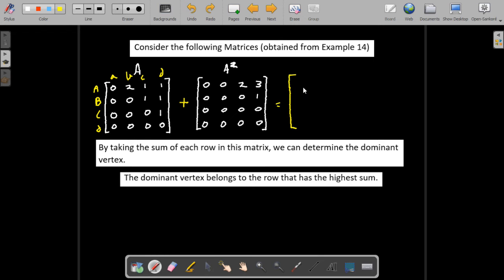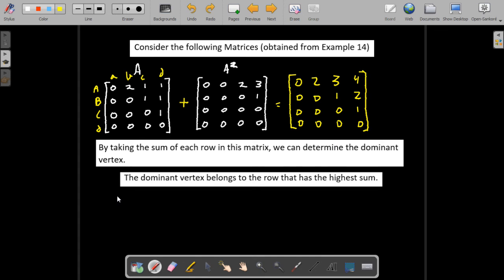Just matrix addition, so we'll get 0, 2, 1 plus 2, which is 3, 3 and 1, so 4. We'll have zeros there, a 1 and a 2, 1, 1, 2, so 0, 0, 0 and 1, and then zeros along the bottom. So that's what we get when we add them together.